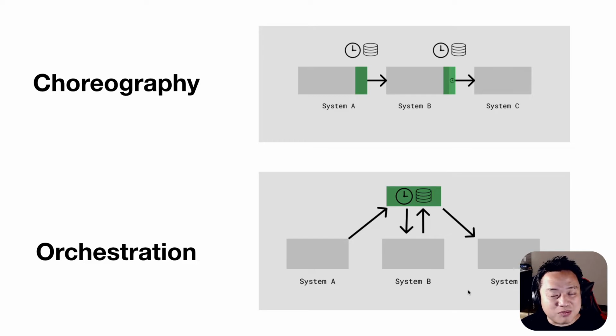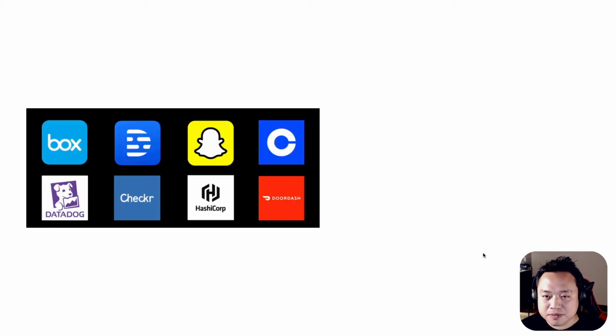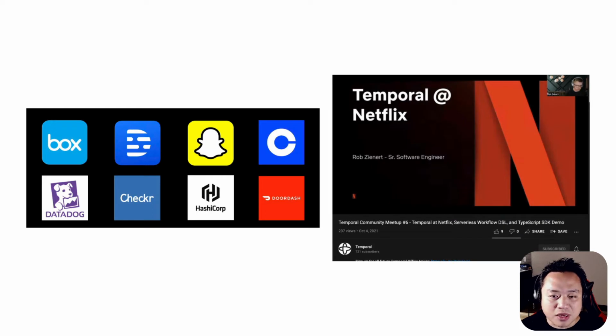And hopefully that is the promise that we deliver to you. The way that we do this is we let you write workflows and to act on the outside world with activities, and Temporal Server is that central runtime that coordinates all these workflows and activities. Temporal itself has been adopted as an open source framework by a lot of companies, including Box, Descript, Snapchat, Coinbase, Datadog, Checker, HashiCorp, and DoorDash, and they all use it for different things because it's such a general purpose tool for such a cross-cutting concern.